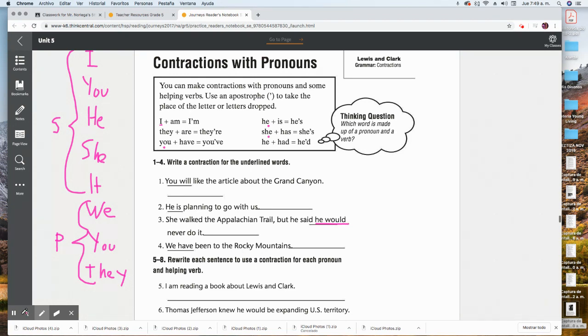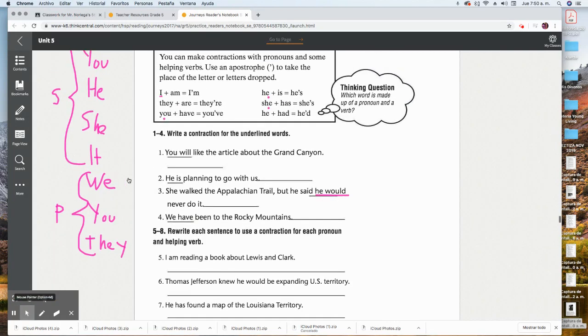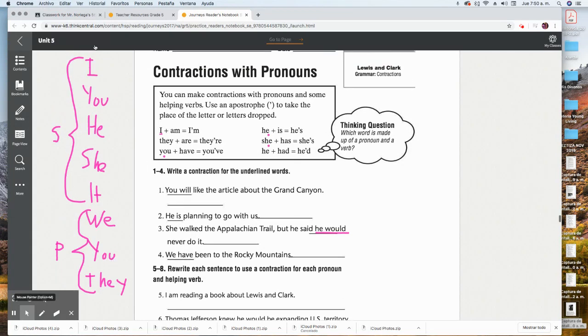For number 5, 6, 7, and 8, the instructions say to rewrite each sentence to use a contraction for each pronoun and helping verb. So let's look for the pronouns. Remember that I wrote the pronouns for you right here on the top. These are the words that we're going to look for, and the helping verb will always come after the pronoun.